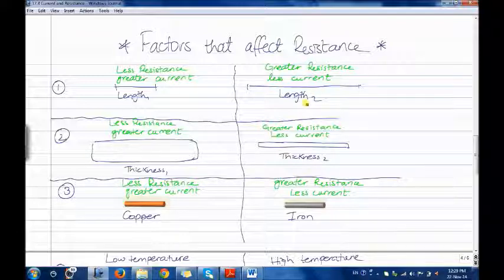Now the second factor, thickness. The thicker the wire, the less resistance and the greater current. On the other hand, the thinner the wire, the greater resistance and the less current. Now the third factor, which is the material, or as you can see here, metals. We have here copper and here we have iron. Copper has less resistance and greater current, but iron has a greater resistance and less current. So it's opposite to each other.